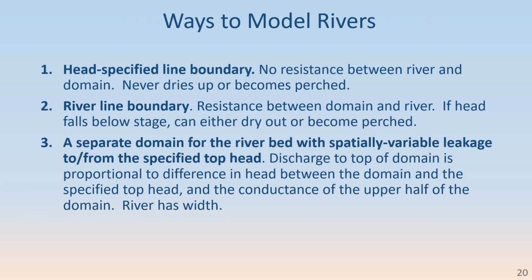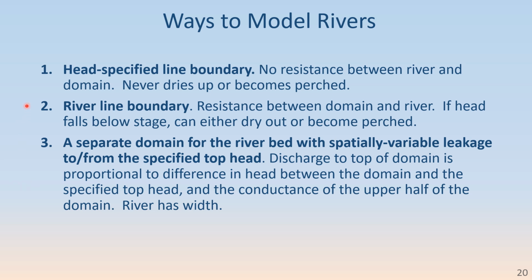Here are three ways you can model rivers in Anaqsim. The first is the most basic. You use a head specified line boundary and there's no resistance between the river and the domain. The head you specify is what is achieved in the domain. It's not necessarily the river stage, or if it is the river stage, it's exactly equal to the head in the domain underneath it. This never dries up and it never becomes perched. So if the head in the domain falls low enough, then the river supplies water to keep the head up.